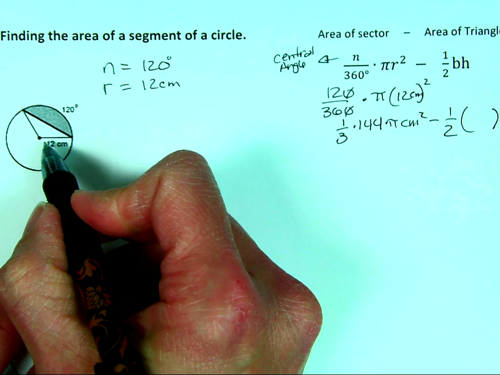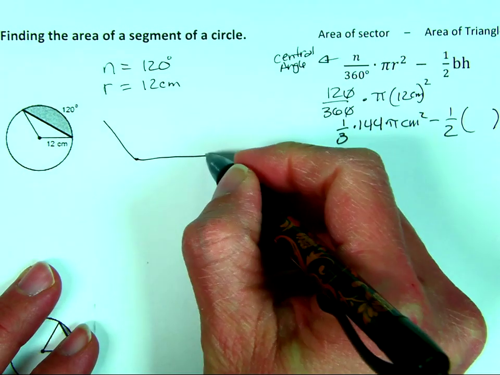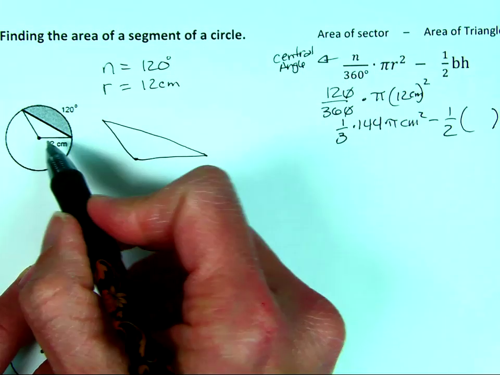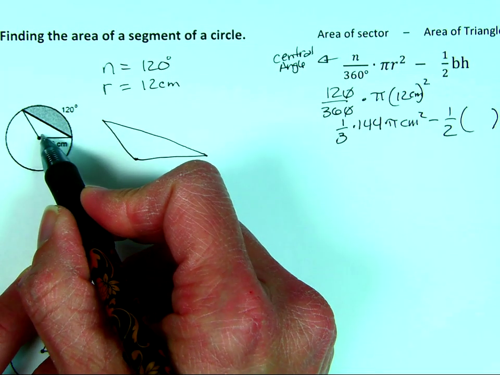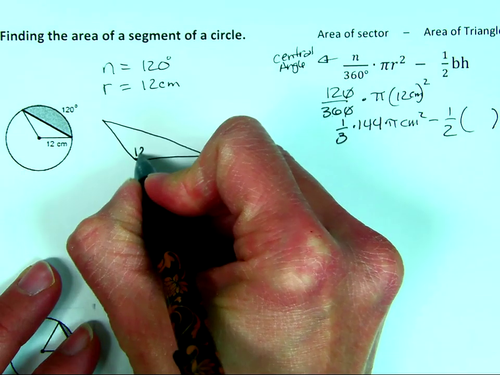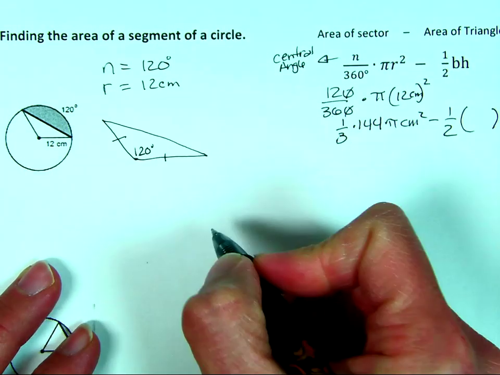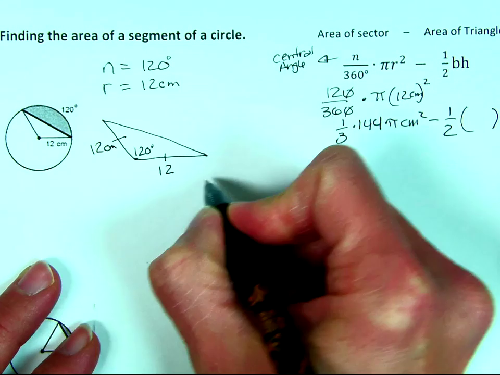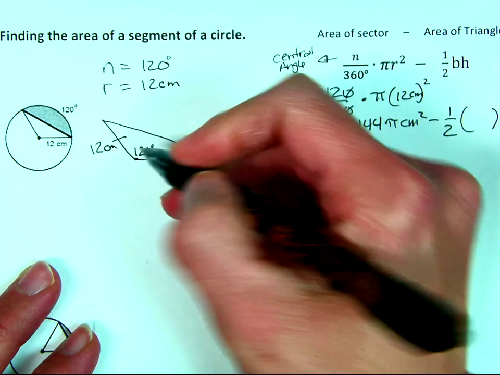So I like to draw this triangle as close to how it looks as possible because I need to find the base and the height. Now I know that a central angle is equal to its intercepted arc. So although it's not telling me that that's 120, I know it's 120, just in case you're wondering how I knew that. I know that both of these are radii, and all radii in one circle are the same. So that's 12 centimeters.